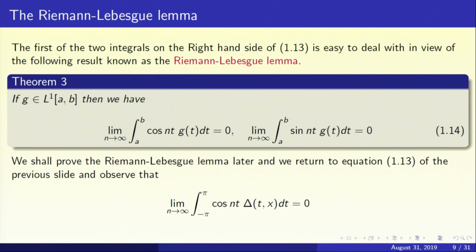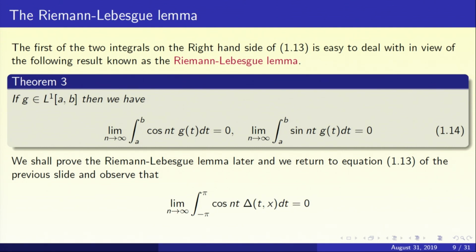The Riemann-Lebesgue lemma says that if g is in L1 of [a, b], then the limit as n tends to infinity of the integral from a to b of cosine nt g(t) dt is 0, and the limit as n tends to infinity of the integral from a to b of sine nt g(t) dt equals 0. We shall postpone the proof of the Riemann-Lebesgue lemma and continue with the discussion of equation 1.13.